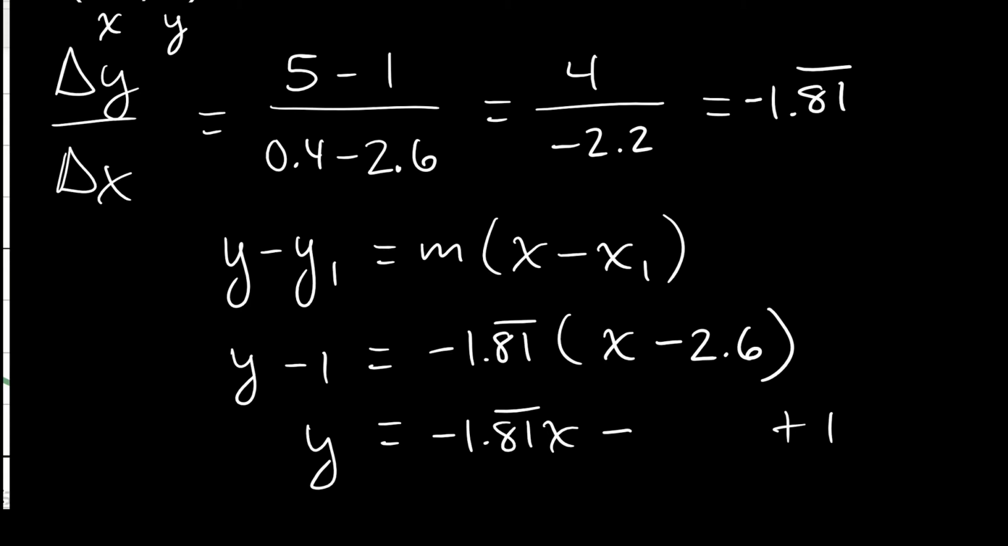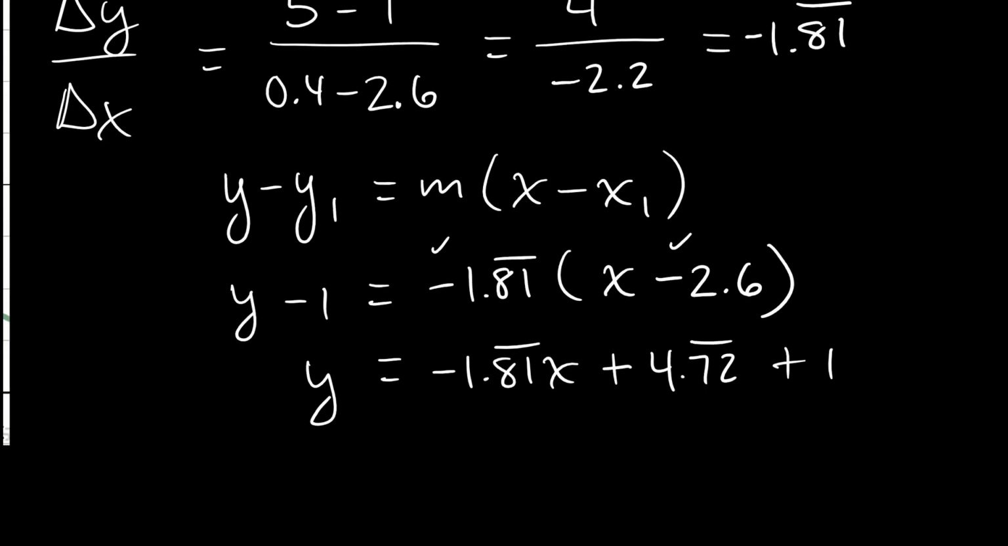So times 2.6, that gave me 4.72 repeating. And then when I add 1 to it, it's going to give me 5.72. So this is, when it's positive now, 4.72 repeating. It's positive because I multiplied a negative 1 times this negative 2.6. And then when I add the 1 to it, I get my final model: y is equal to negative 1.81 repeating x plus 5.72. And that's repeating also.